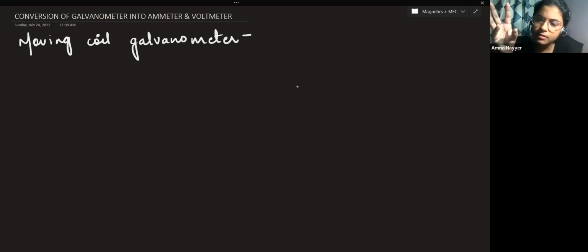Ammeters are devices that are separately available in the markets. Galvanometers are separately available. Voltmeters are separately available. But if you just have a galvanometer and a resistor, what kind of resistor we'll see later on in this class only, then using just a galvanometer, you can do the work of an ammeter, you can perform the work of a voltmeter. That's what you have in your syllabus, known as conversion of galvanometer into ammeter and voltmeter.